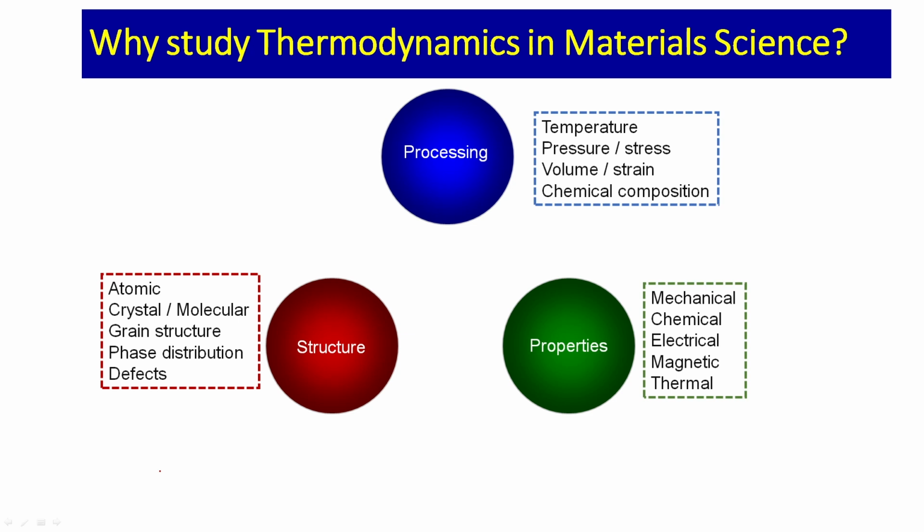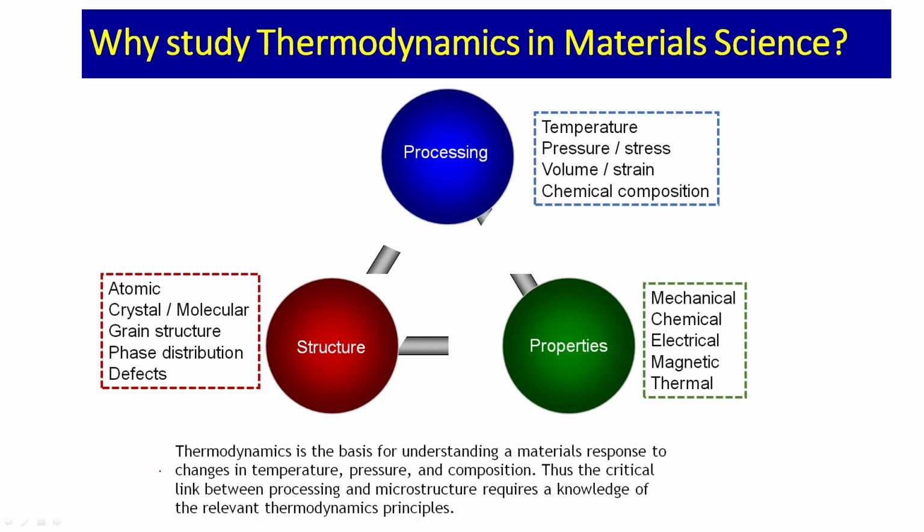And remember, finally your game is to control the properties or achieve the best possible properties. So, how can we have a trade-off in processing so that we can obtain the optimum structure? That is what it is, the key aspect of thermodynamics. Thermodynamics is the basis for understanding the material response to change in temperature, pressure or composition. Thus, it is the critical link between the processing and the microstructure, and that is why you need to know this link very well. That is the key aspect in materials science.